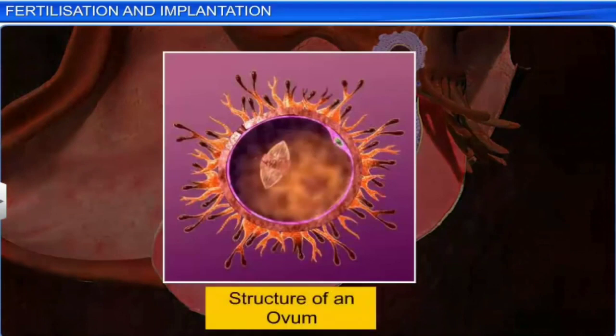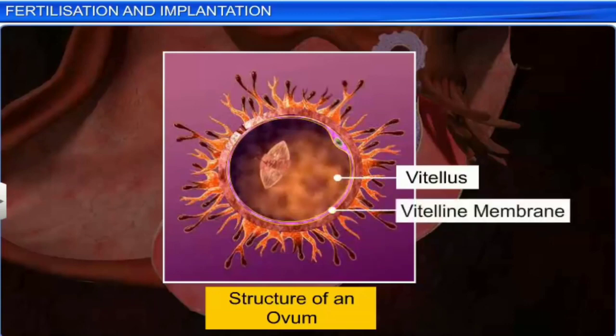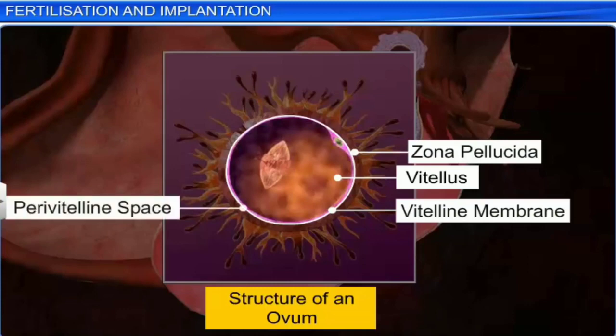Interestingly, the ovum contains only the X chromosome. Studies have shown that the ovum is filled with cytoplasm called the yolk or vitellus, surrounded by a membrane called the vitelline membrane. The vitelline membrane is ensconced in another membrane called zona pellucida. However, there is some space between the zona pellucida and the vitelline membrane, which is called the perivitelline space.